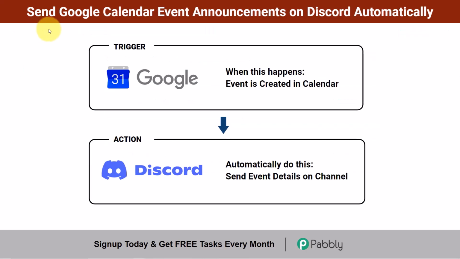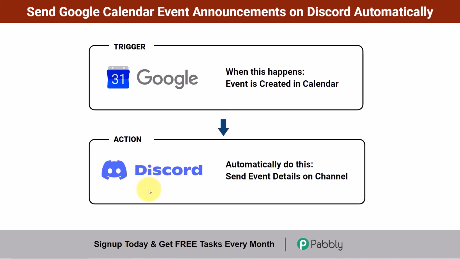In this video, I'll show you how to send Google Calendar event announcements on Discord automatically. So assume that you have created an event into Google Calendar, and after every event creation, you will have to manually copy the details of the event and do the announcements on your Discord channel manually again and again. But what if I tell you that you can entirely automate this process? Yes, you just need to integrate Google Calendar and Discord in such a way that every time any event is created into the Google Calendar, the event details will be shared automatically in your Discord channel without doing anything manually.